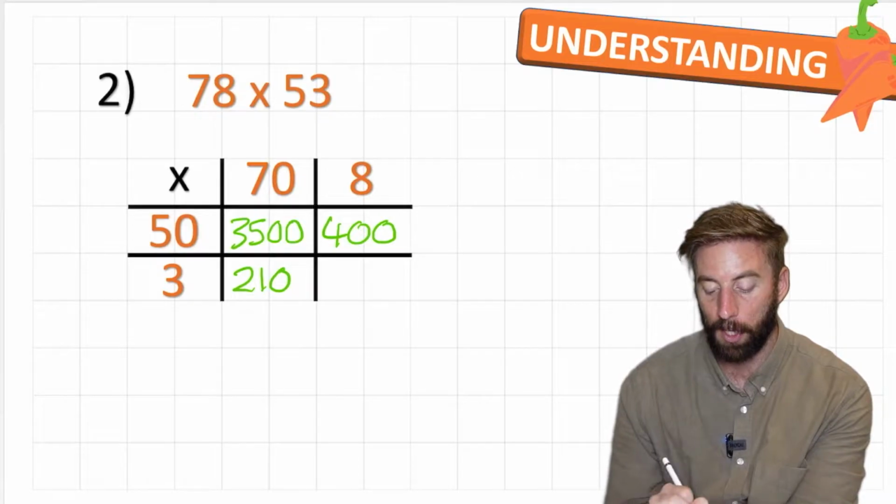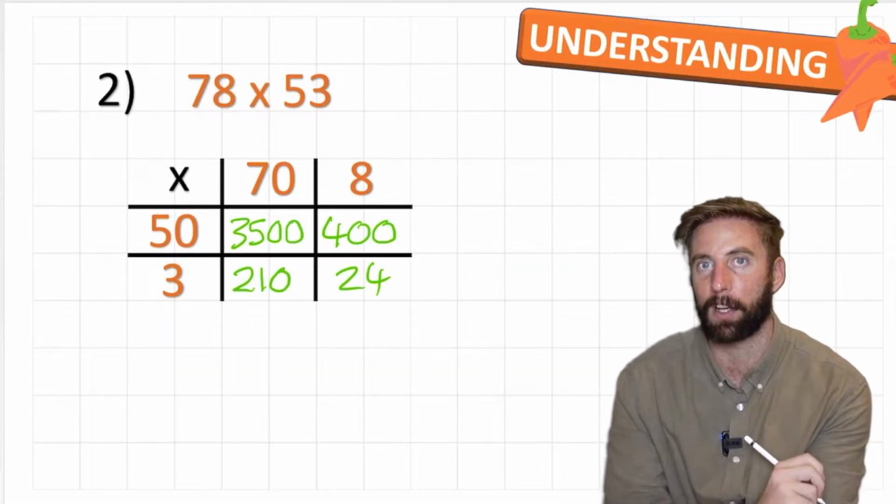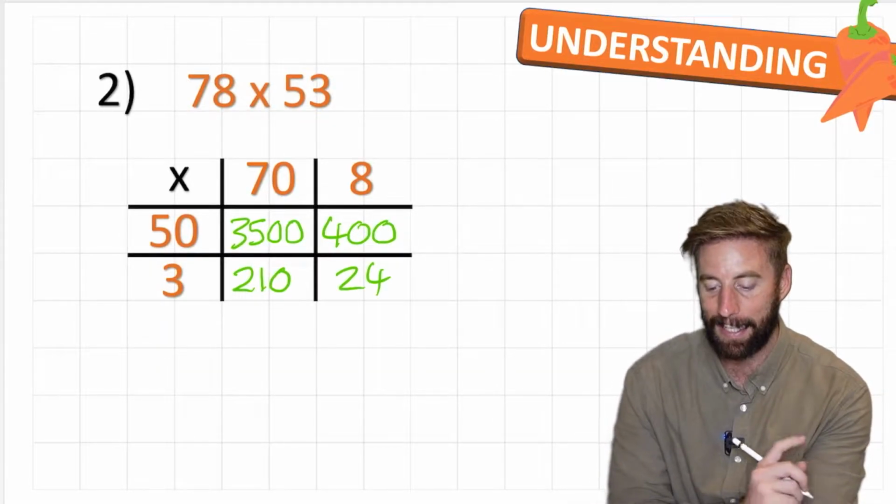And then last question, 3 times 8, there's no placeholders, it's just 3 times 8. 3 times 8 is 24. Am I finished? Not yet, because I partitioned, but I've not added them back together, so let's add them back together.